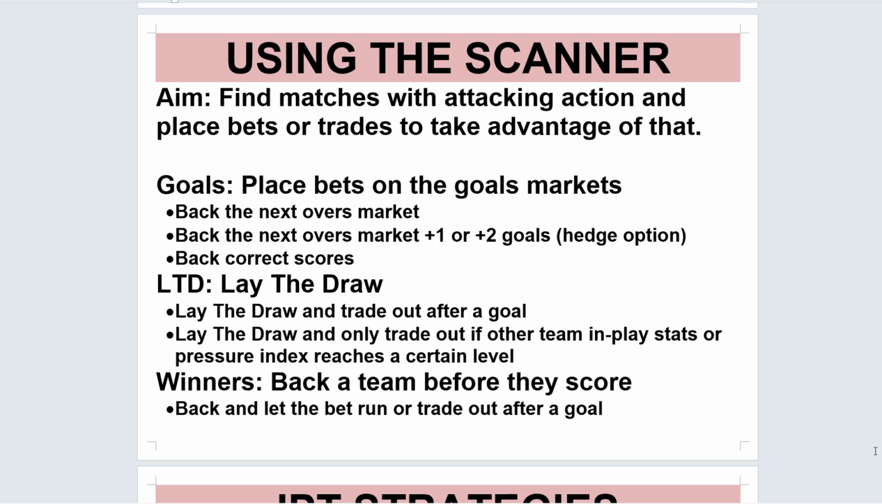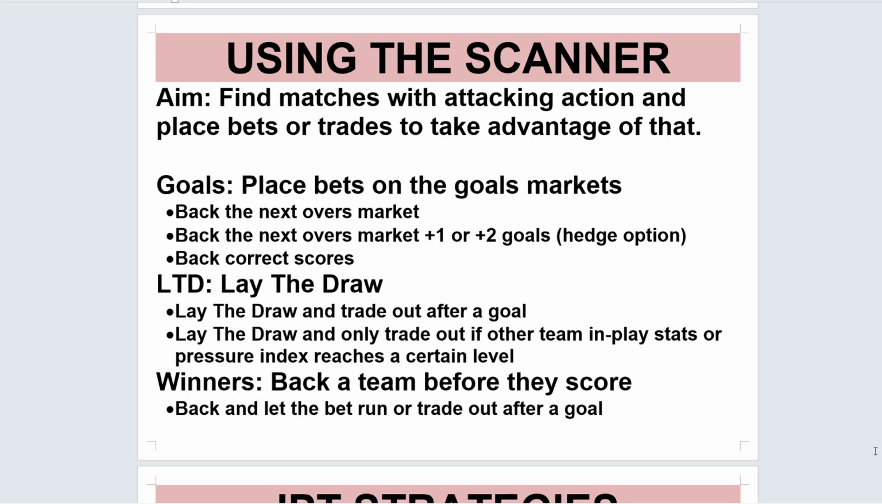And then you could let those bets run, or you could hedge out later if a goal comes. And you can also back different correct scores. Another way to use this data is as a way to find matches that are suitable for lay the draw. So you look for a game that has a lot of attacking pressure building up, and then you lay the draw, and when a goal comes you trade out.